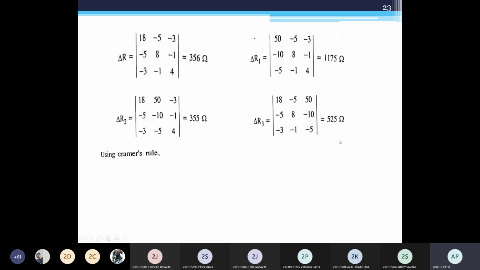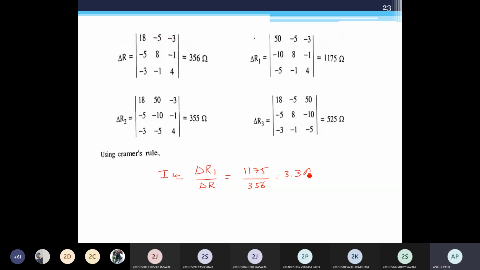Okay. Now for finding I1, tell me I1. I1 equals delta R1 upon delta R. So delta R1, that is your 1175, divided by this 356, gives 3.3 ampere.